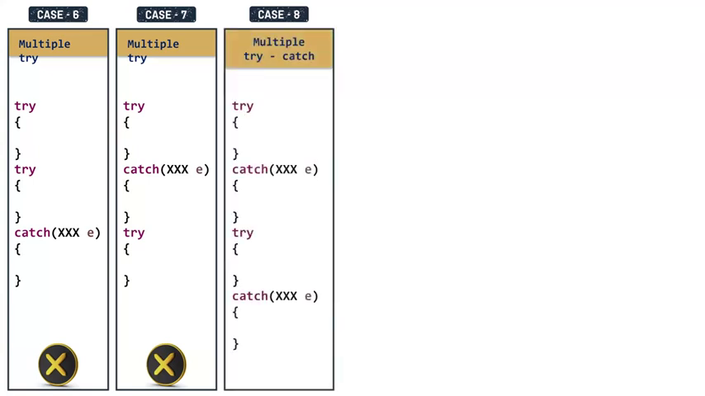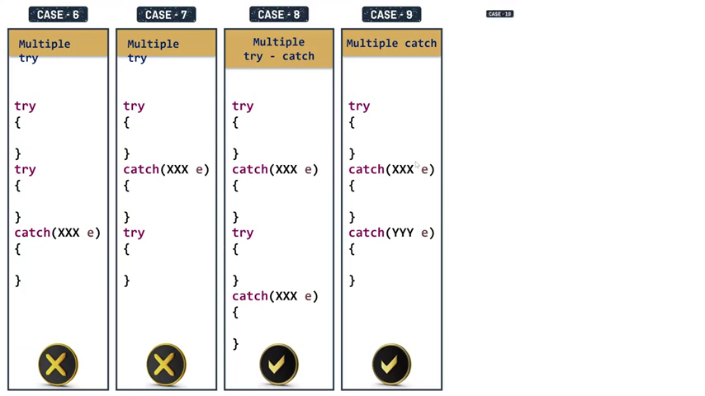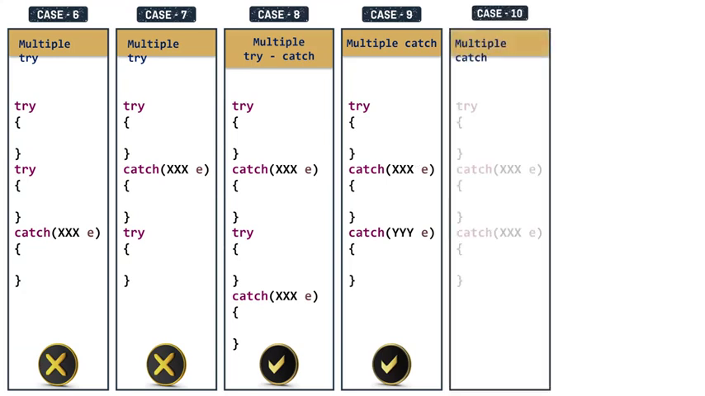Single try, multiple catch, try, catch, try, catch. Have we done this in our classes? Allowed. Single try and multiple catch with different exceptions. Allowed. We have done that. Guys, single try, multiple catch, but both the catch blocks have the same exception.